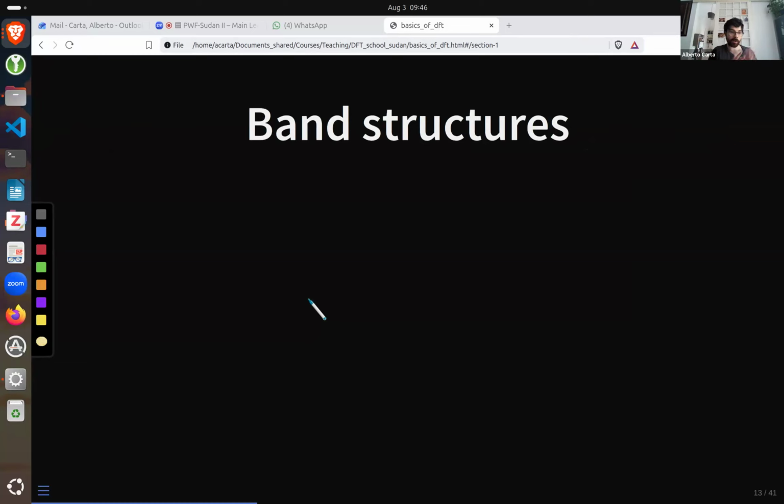We are going to go on to a directly related topic, which is band structures. Before I go there, I would like to ask if there are any questions so that we can clear doubts and then go forward.